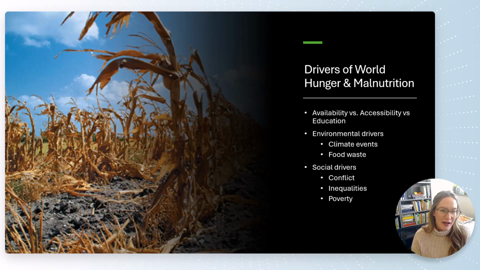Another social driver is poverty. I listed this one last because typically that's the first thing we think of when we think someone is experiencing food insecurity or experiencing hunger. It's because they don't have enough money to purchase food. And that can certainly be the case, but I wanted us to explore some of these other drivers before jumping right to that one.